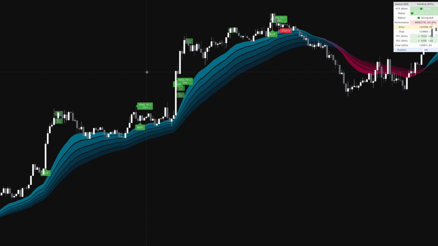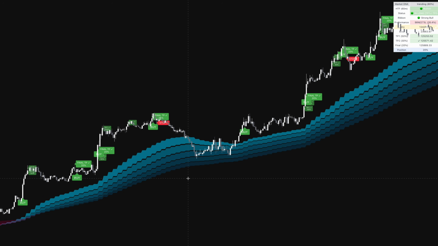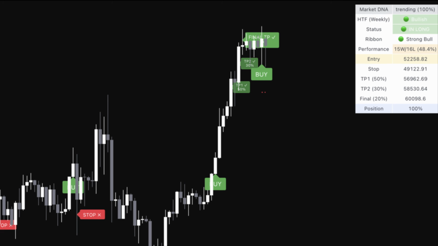There's also a toggle to display the higher time frame ribbon directly on your chart, useful for seeing that bigger picture context visually without switching time frames. The stats table shows HTF status, green circle for bullish alignment, red for bearish, gray for neutral. At a glance, you know whether longs or shorts are currently permitted.